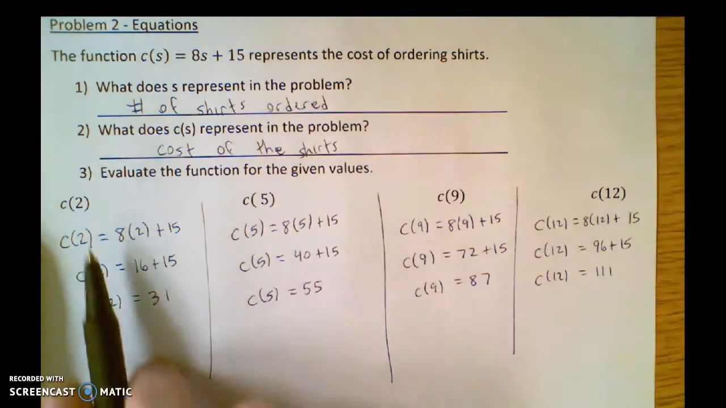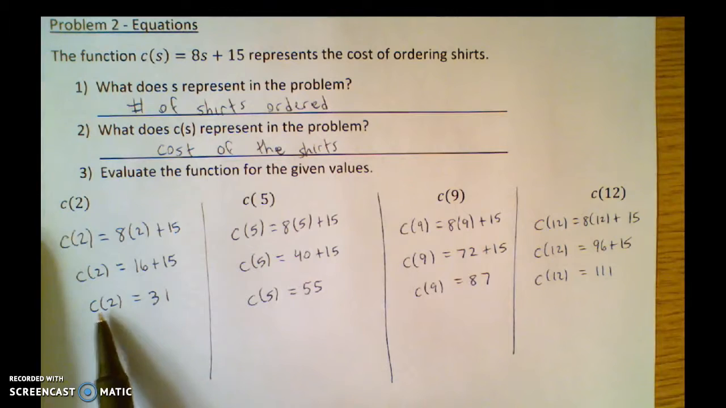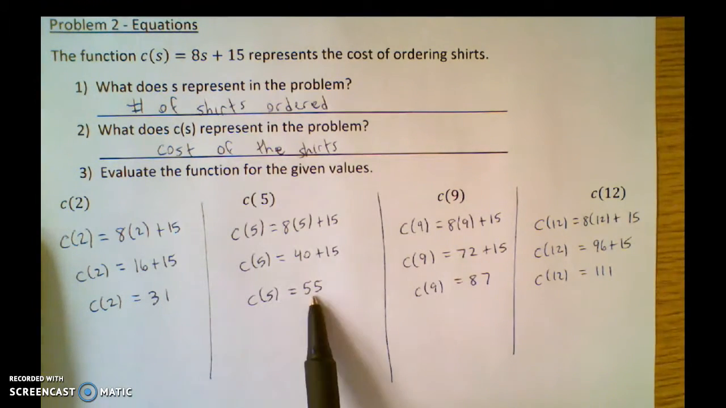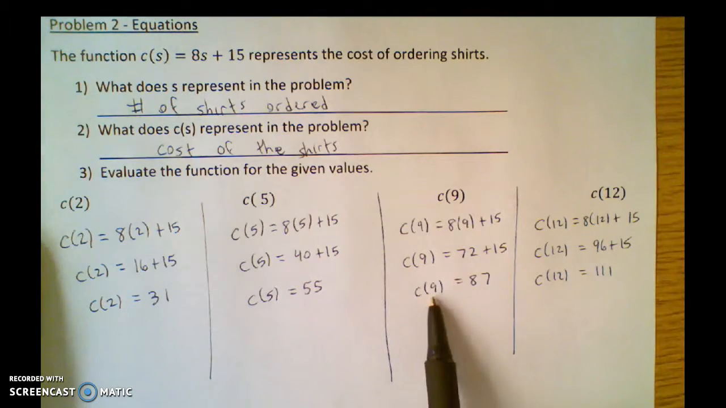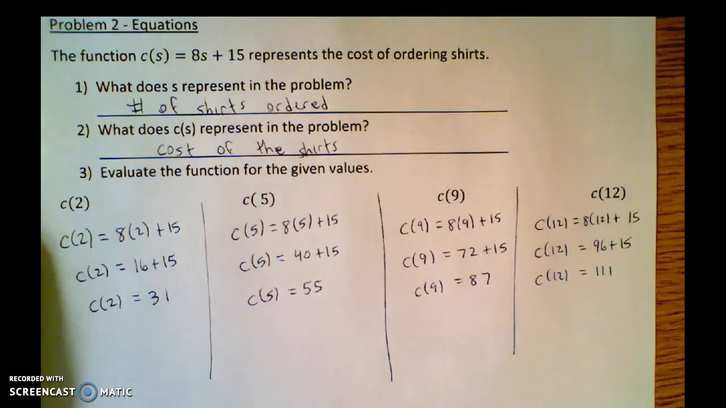So I can pick any value I want for my input and plug it in and solve to figure out the output. But then I should be able to read the statement at the end. The cost of 2 shirts is $31. The cost of 5 shirts is $55. The cost of 9 shirts is $87. And the cost of 12 shirts is $111.